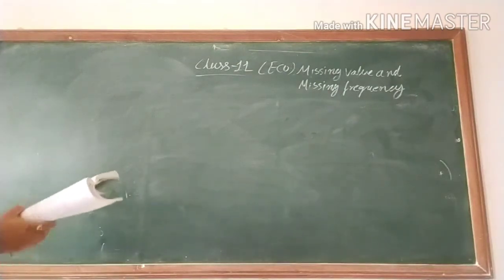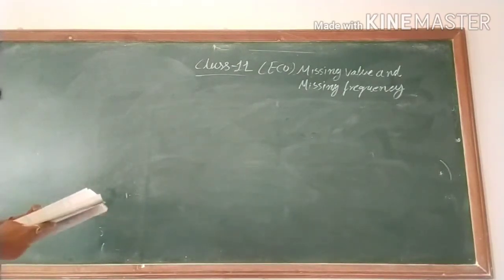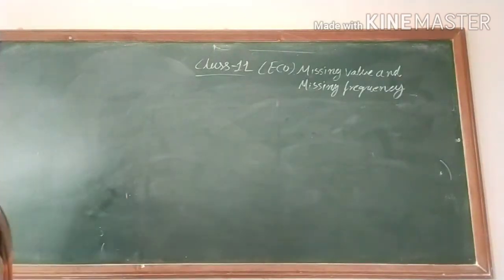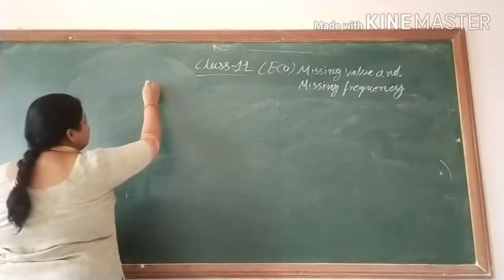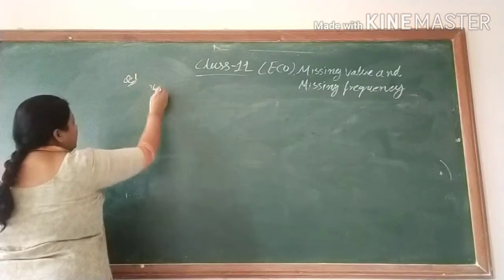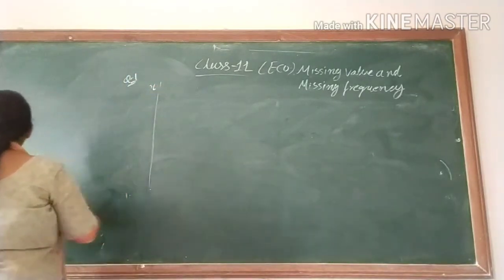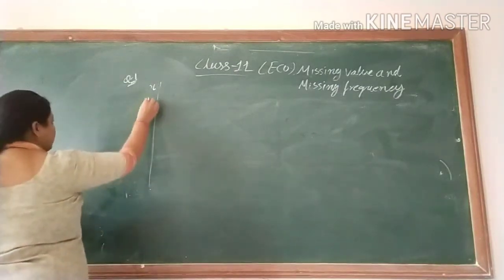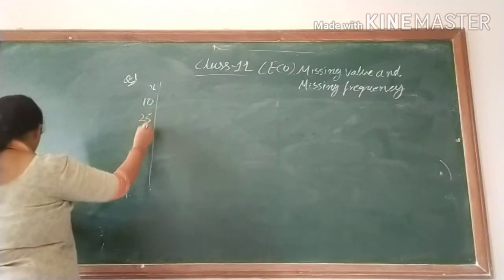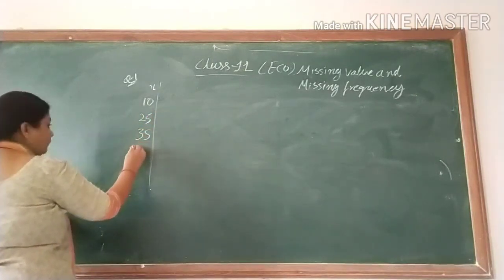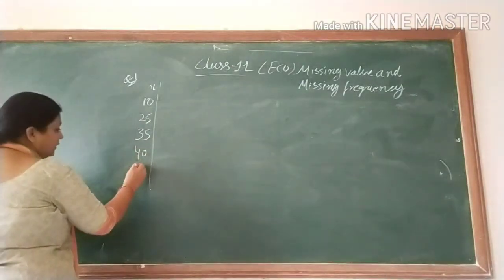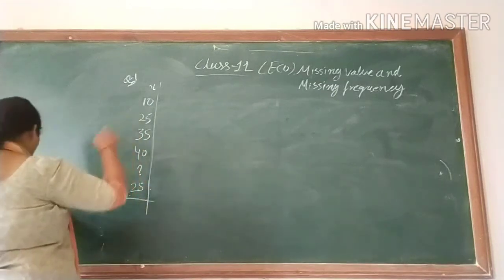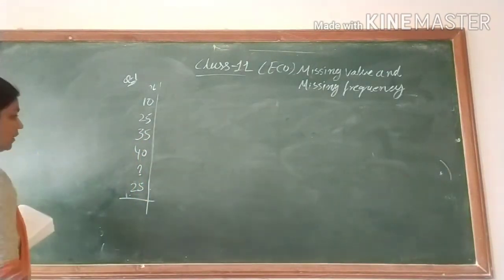Now today we will start our first sum with missing value, a basic sum with the individual series. When we are talking about the individual series, it means only x is given to you. So question number 1: x is given to you, that is 10, 25, 35, 40 and question mark, and x bar is 25. So what is your n? First you just find out what is your n.